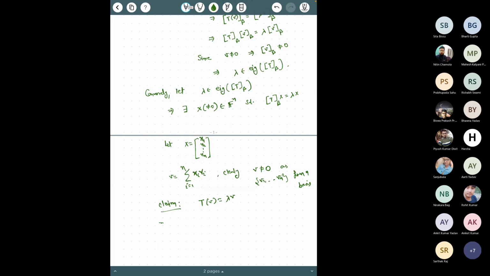So let's say T of v is the sum, i equal to 1 to n, of xi vi. But T is linear, so you can take T inside, and it would be xi T of vi. Or let me write this with j equal to 1 to n.